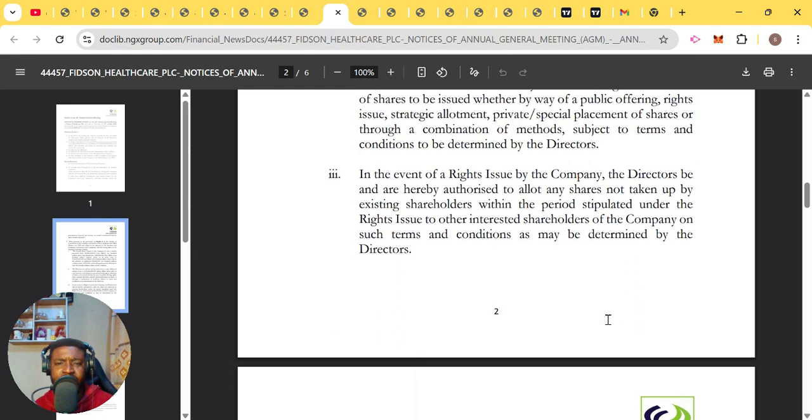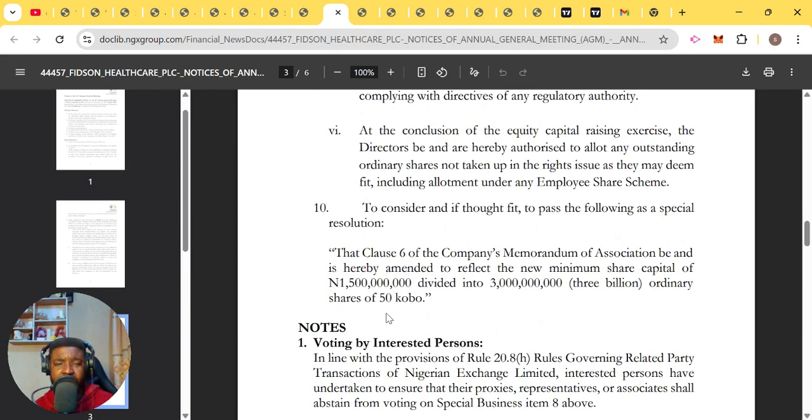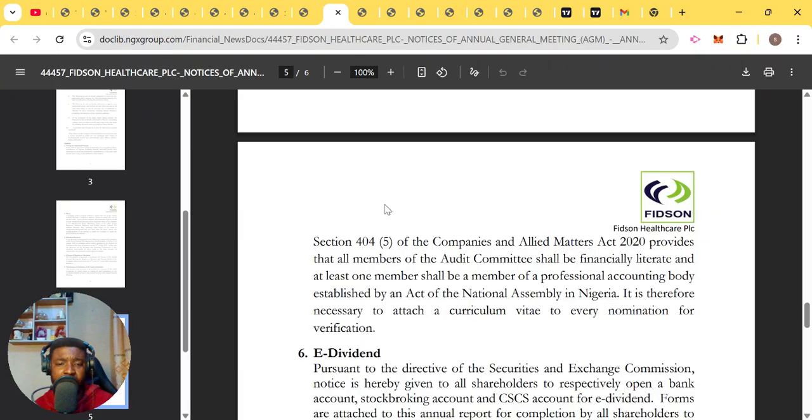I think maybe they just heard that some companies are raising money successfully. In the event of a rights issue by the company, the directors are hereby authorized to allot any shares not taken up by existing shareholders within the period stipulated. So definitely there will be an offer for you guys. So this is the main thing we are looking at. Clause 6 of the memorandum is hereby amended to a new minimum share capital of 1.5 billion divided into 3 billion ordinary shares. So 1.5 billion naira share capital. So you get what they want to do. Okay, let's see after the AGM what they will come out with.